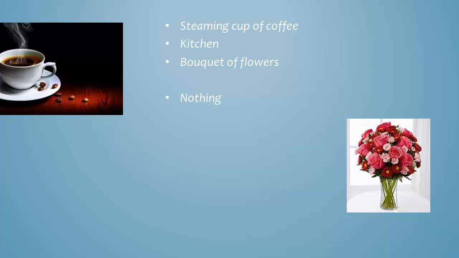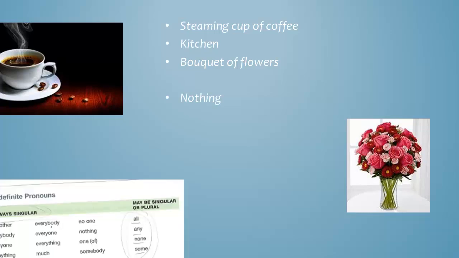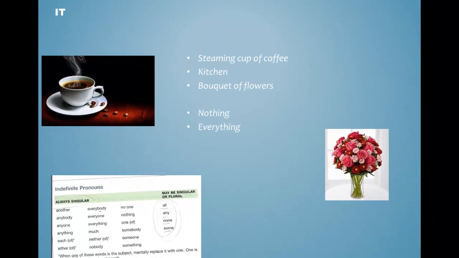The first is nothing. And the second is everything. Nothing and everything should be replaced by it. Some people say, that doesn't make any sense. Everything means many things. So how can it be replaced with it? This is a rule, and this is a chart that you have that shows some indefinite pronouns that are always singular. You will notice that everything and nothing are on this list, okay? So for all of these words, they are always singular. That means whenever we think about replacing them, we would replace them with it, or in the case of a person, with he or she.